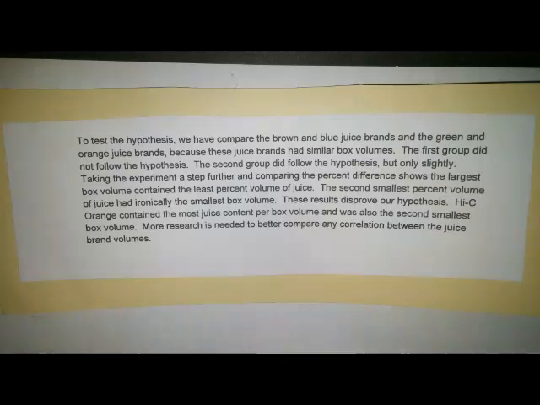Taking the experiment a step further and comparing the percent difference shows the largest box volume contains the least percent volume of juice. The second smallest percent volume of juice had, ironically, the smallest box volume. These results disprove our hypothesis. Hi-C orange contained the most juice contents per box volume and was also the second smallest box volume. More research will be needed to compare the correlation between the juice brand volumes.